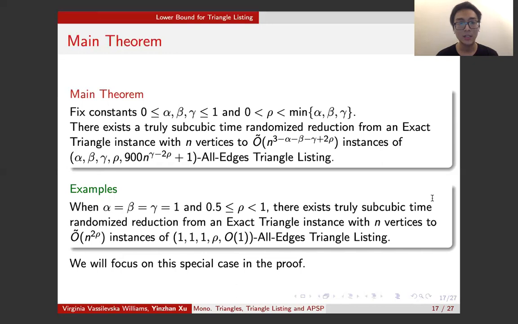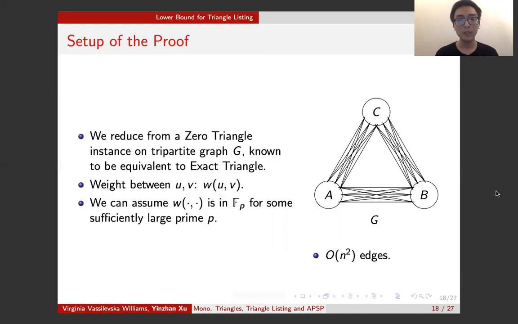And recall that (1, 1, 1, rho) O(1)-OHS triangle listing is just the problem of listing O(1) triangles for all edges in a tripartite graph whose maximum degree is n to the 1 minus rho. And we will focus on this case in the proof. So our proof actually reduces from the 0 triangle problem on tripartite graphs.